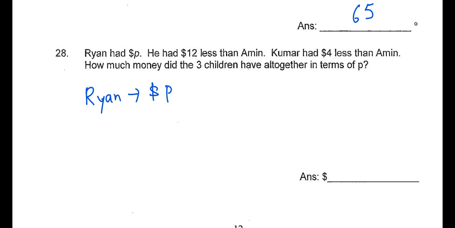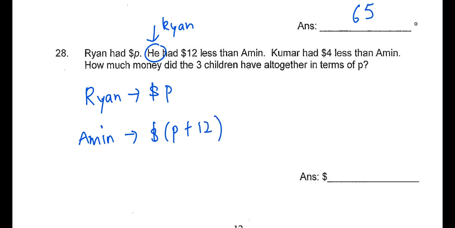And then he had $12 less than Amin. Now this sentence, if he had $12 more, this "he" refers to Ryan. Ryan has $12 less than Amin. That means Amin will have more, right? So it will be P plus 12 because Amin has $12 more.